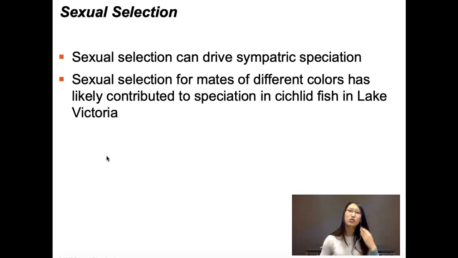Sexual selection can also drive sympatric speciation because let's say you have a group of birds. They don't have to select certain types of birds, right? Through a certain mutation within the female birds, for example, they could naturally, through their instinct, decide that certain male birds are more preferred compared to other male birds, even though all the birds, male and female, are living within the same area. So sexual selection of mates of different colors has likely contributed to speciation in cichlid fish in Lake Victoria.